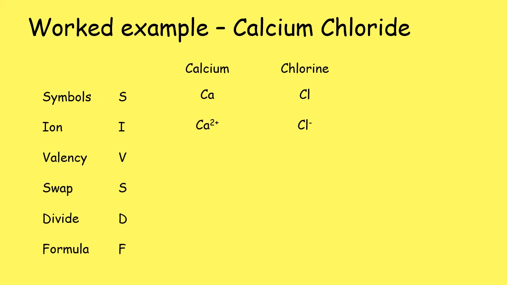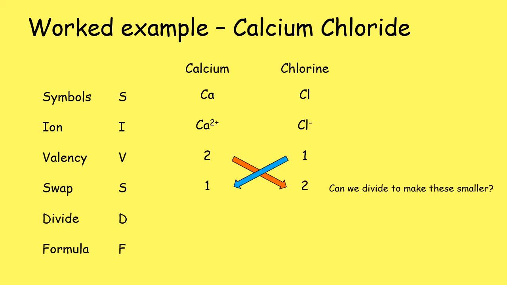Then we use valency as normal. Calcium's in group 2, so it has a valency of 2. Chlorine's in group 7, it has a valency of 1. We swap. We ask ourselves, can we divide to make anything smaller or simpler? And our answer is no. So we've got 1 calcium ion and 2 chloride ions.